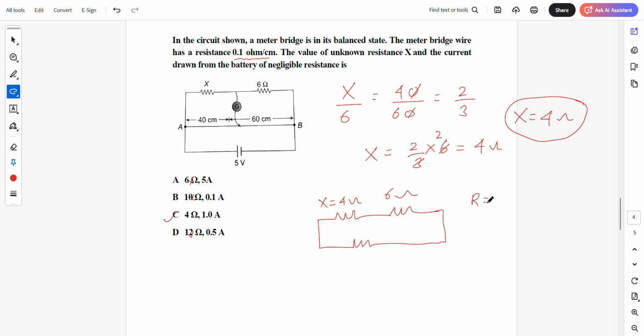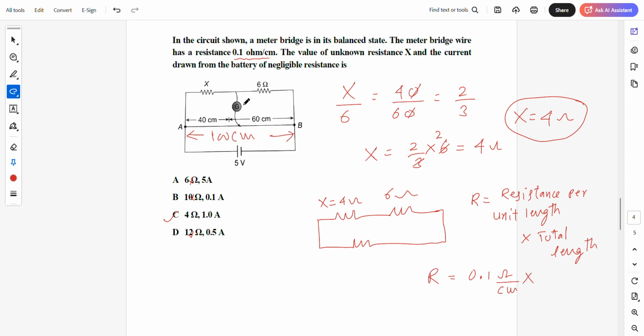The resistance of the wire will be equal to the resistance per unit length into the total length. What is given here? R is equal to the resistance per unit length, 0.1 ohm per centimeter, into the total length of the wire. The total length is 100 centimeter.